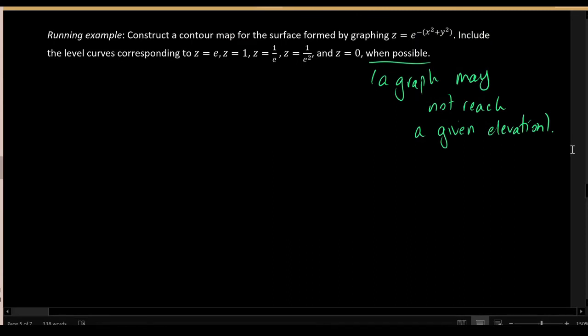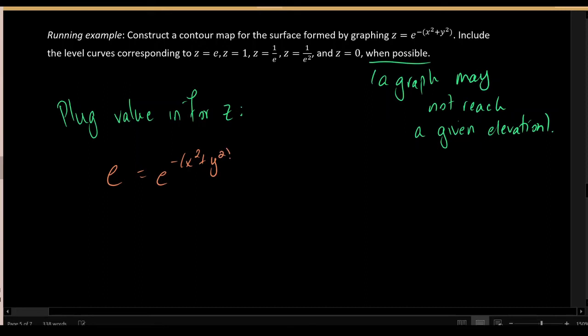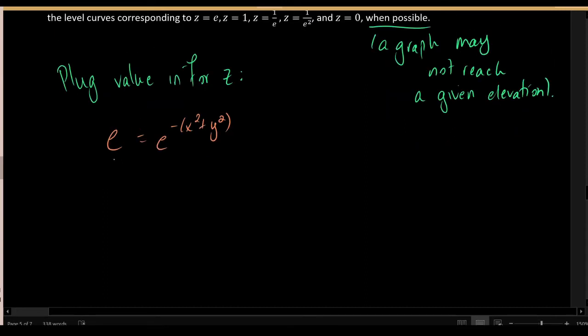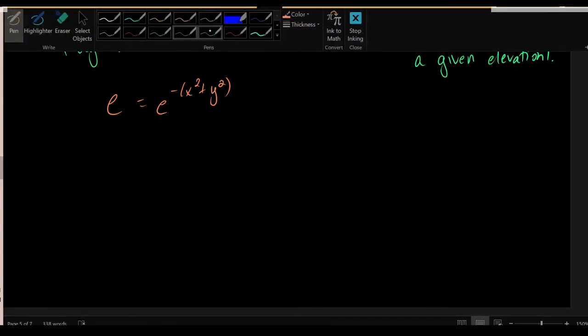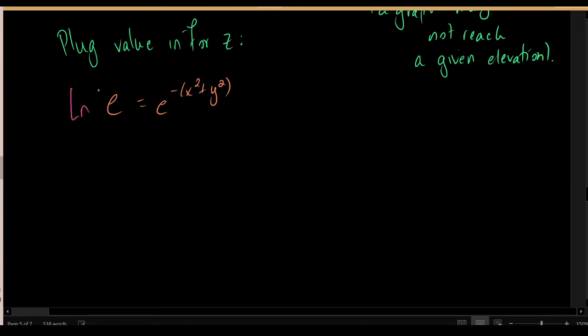So let's begin with z equals e. To find the level curve corresponding to z equals e, I'm going to take the given equation and plug the value in for z in the equation. So the first one I'm asked to investigate is where z is equal to e itself. Now I have e to the something equals e to the something. This can be solved by getting rid of basically the base by applying natural log to both sides.